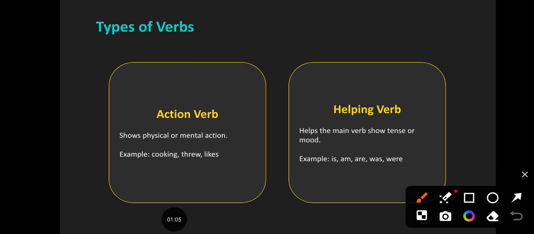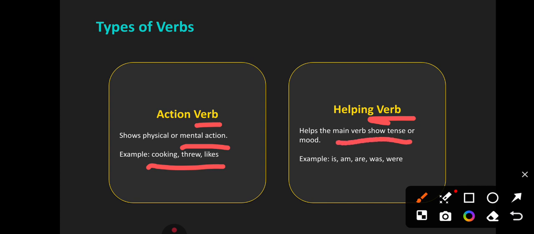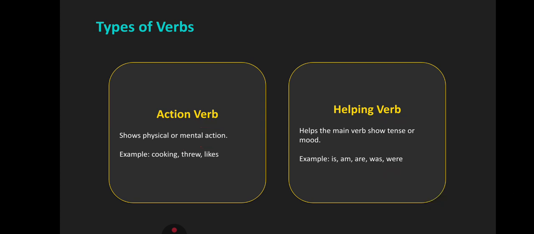So move to the next. Types of verb. There are two types of verb: action verb and helping verb. What is an action verb? A verb that shows physical or mental action is called an action verb. For example, cooking, likes, and threw. And next, the helping verb. What is a helping verb? It helps the main verb show tense or mood. For example, is, am, are.